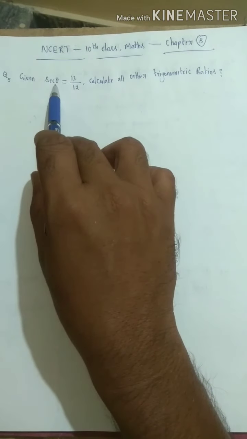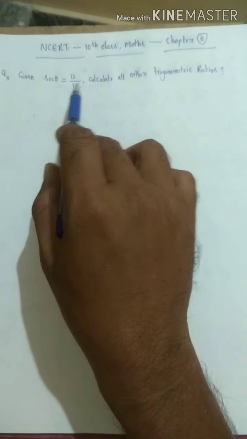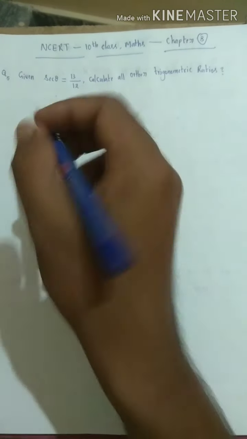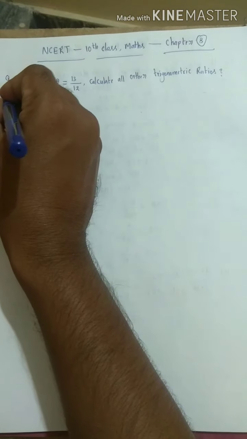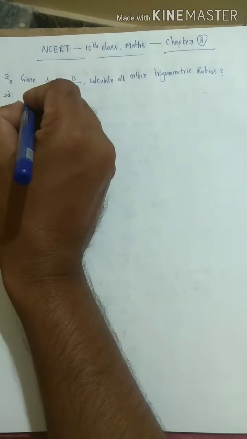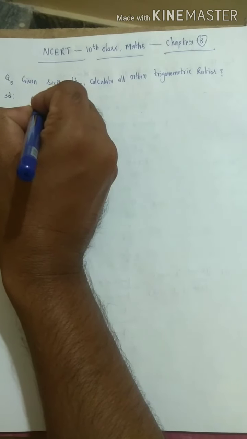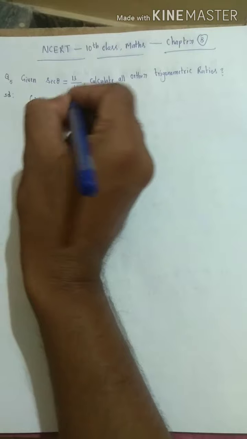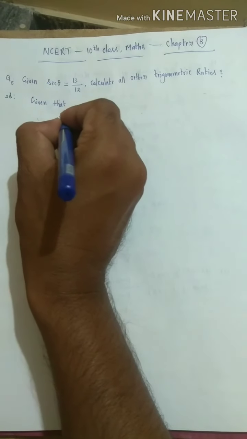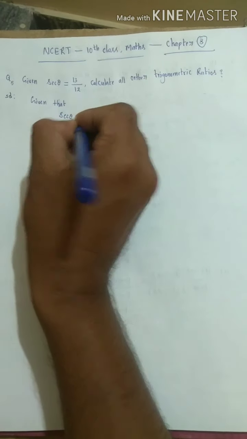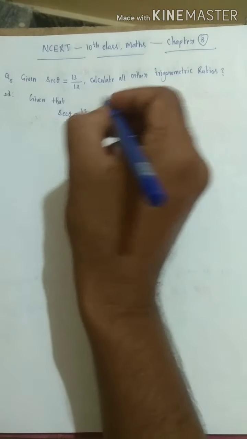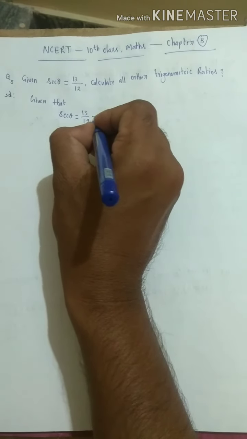Given secant theta = 13 upon 12. Calculate all other trigonometric ratios. Solution. Given the question here, given that secant theta is equal to 13 upon 12. What is the form of secant theta?